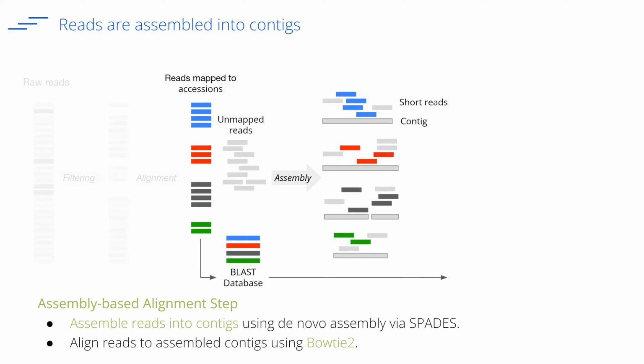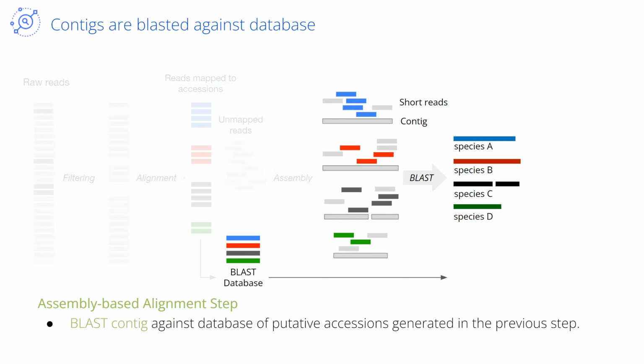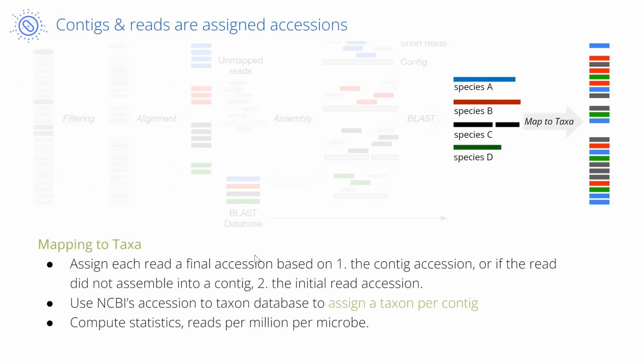A BLAST database is generated on the fly based on those initial accession findings. Then the reads are assembled into contigs using the de novo assembler SPAdes, and the reads are aligned back to those contigs using Bowtie2. Then we BLAST each contig against the database of putative accessions generated in the previous step. So those contigs are BLASTed against that BLAST database that was created on the fly.